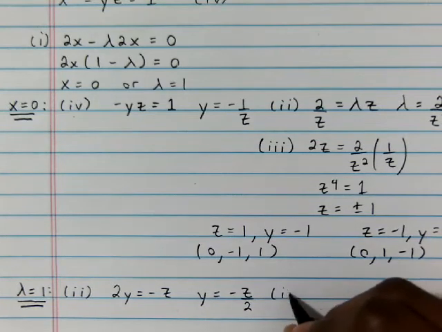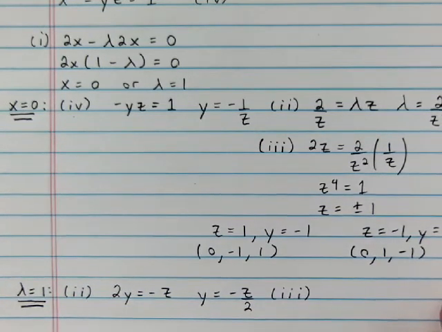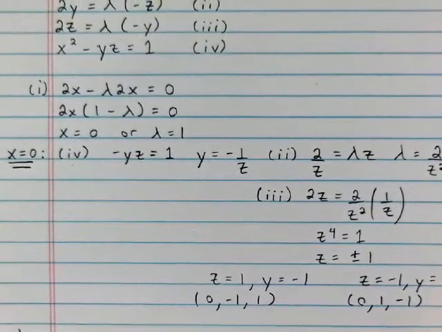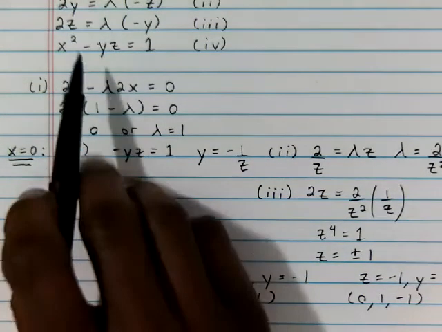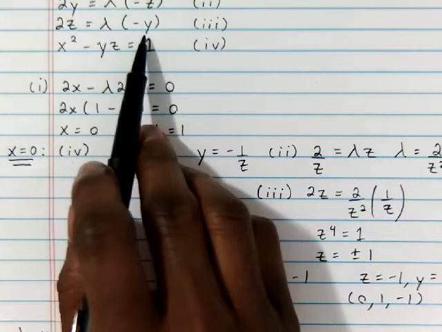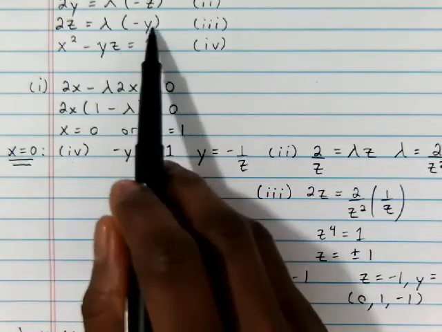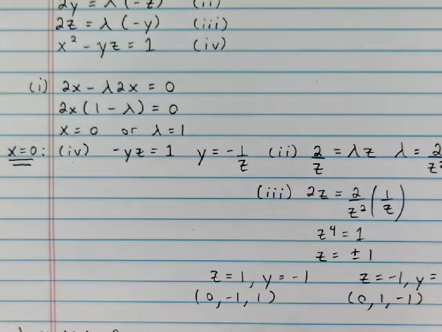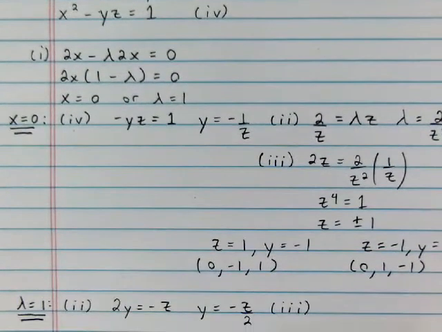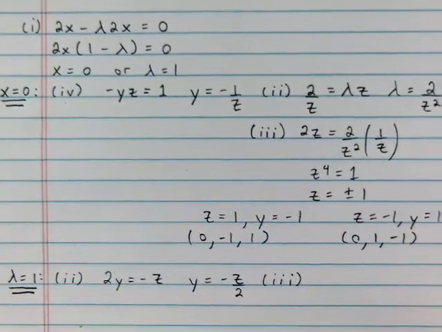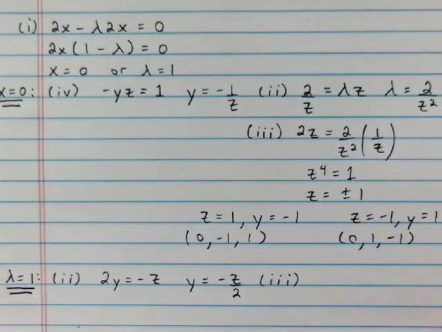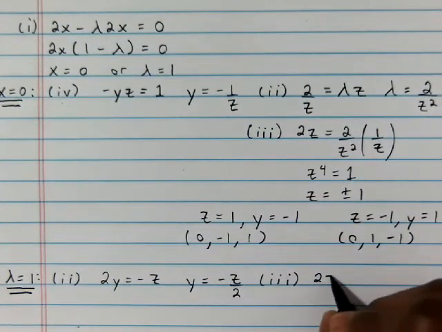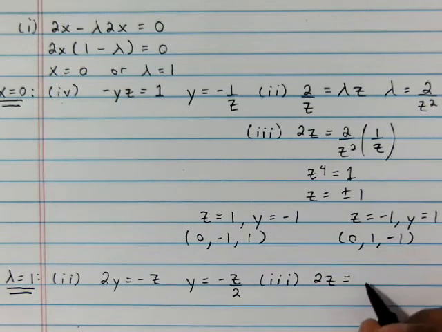So in 3, what was equation 3? I'll show you that one. Equation 3 is that 2z equals lambda times negative y. And now we have y and we have lambda. We're going to substitute both of those in there. So don't forget about the thing that you were starting with on the left. Lambda equals 1 holds for everything that we're doing here. So with that, we get 2z equals z over 2. So 2 times the number equals half the number.